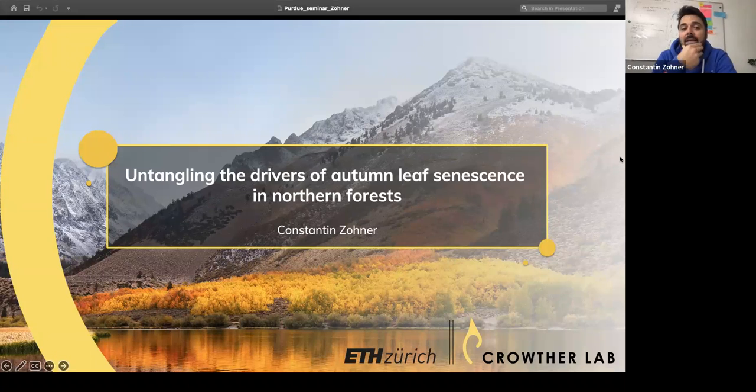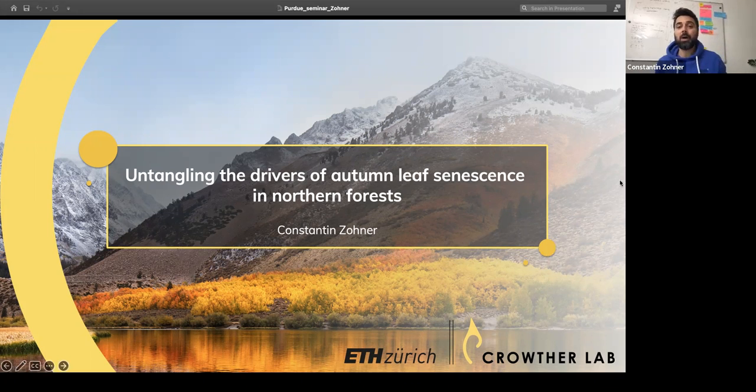In this talk, I mainly want to talk about how we can untangle the drivers of autumn leaf senescence in northern forests. In the beginning, I will talk first a bit about spring phenology, so I will sneak that in a bit, but the major part of the talk will be about autumn phenology.